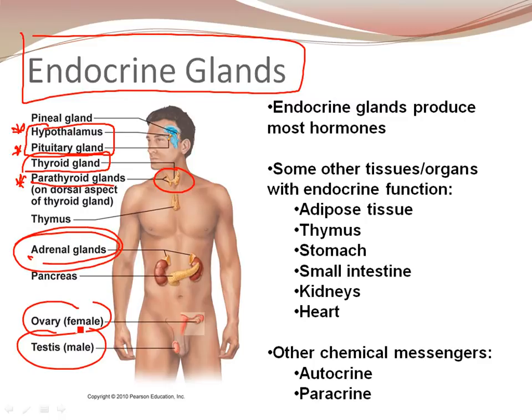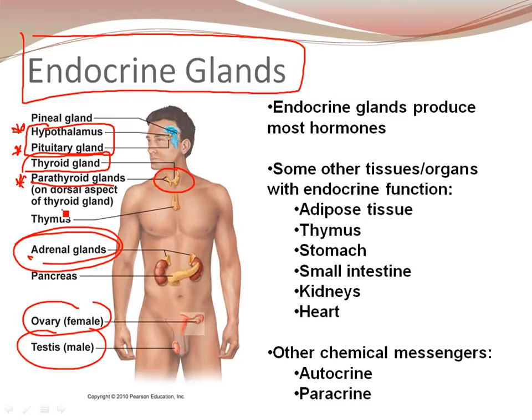Okay, so there are also, though, organs, structures, tissues within the body that don't only function as endocrine glands. They have multiple roles, but they do contain cells within the tissue or the organ that produce hormones.